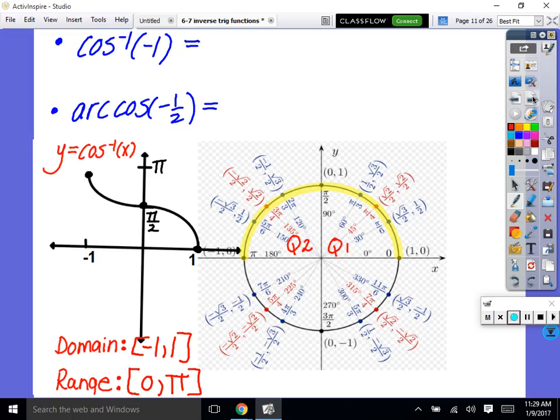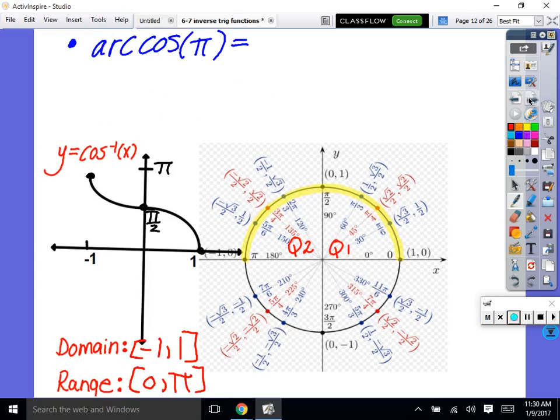Okay. Answer this one. The angle whose cosine is negative 1. Remember, cosine's x. What's the angle where the cosine is negative 1? Pi. Very good. What's the angle whose cosine is negative a half? Two pi thirds. Very good. We are getting this. It's pretty straightforward. Very good.